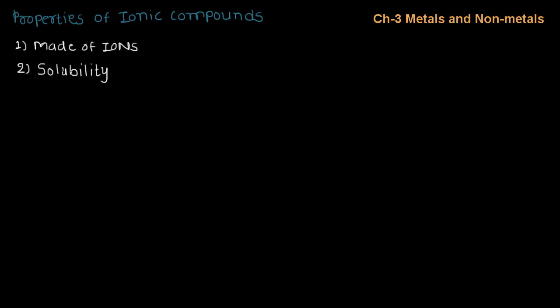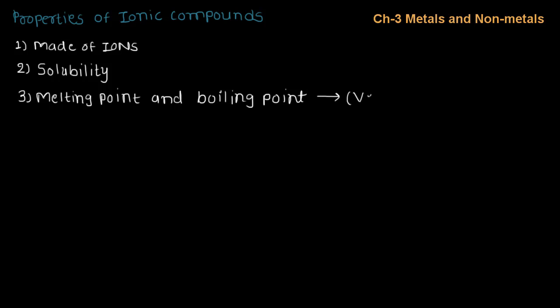So in this video we are going to talk about third property of ionic compound, and which is melting and boiling point. They have very high melting and boiling point. Very high. Why does this happen? Do you know?